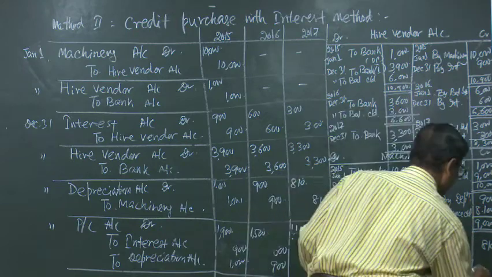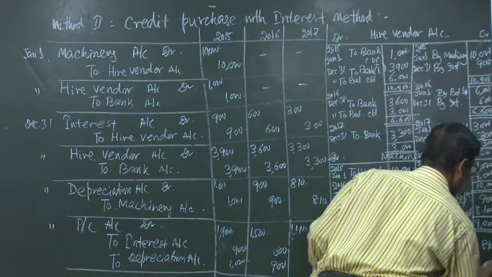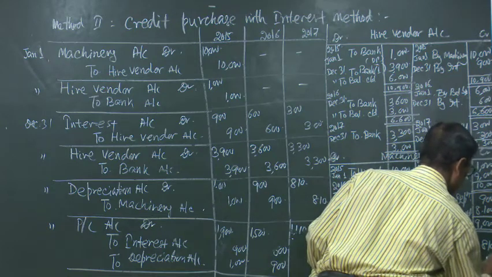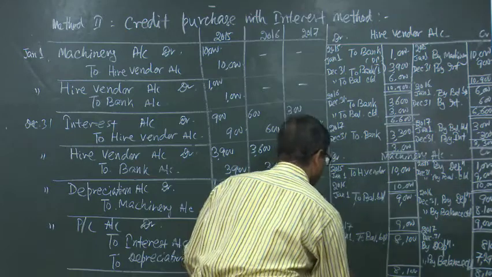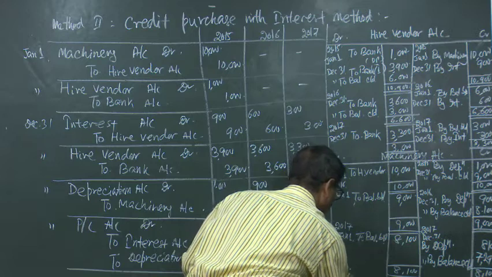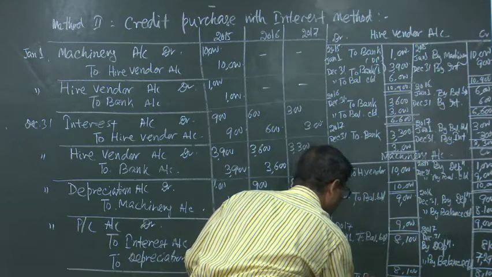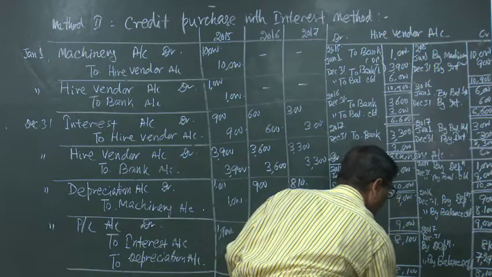8100. 8100. So, it will be 0, 9, 2 and 7. So, on 2018 January 1st, the balance brought down will be 7,290.